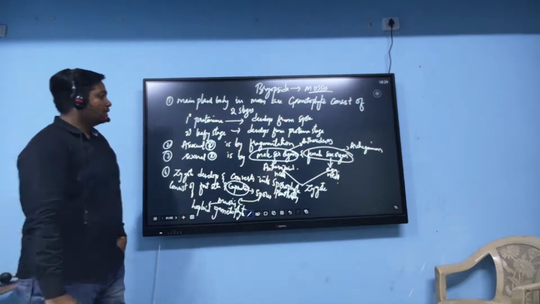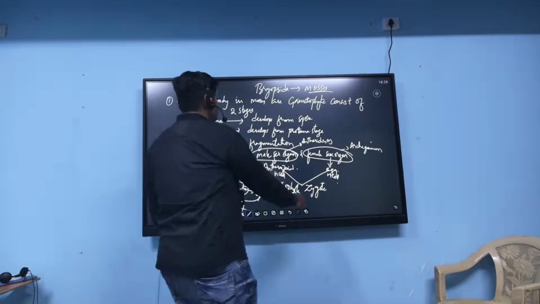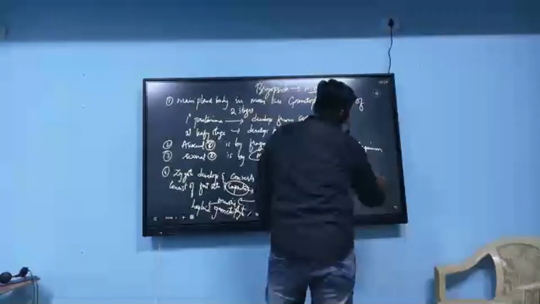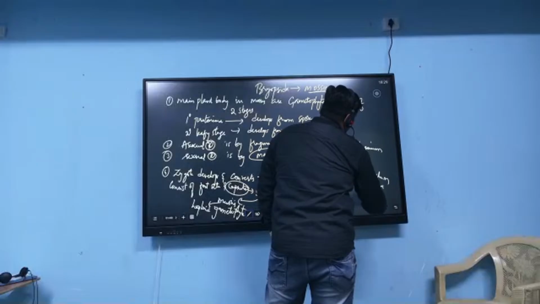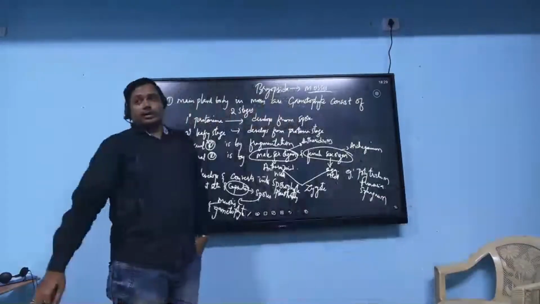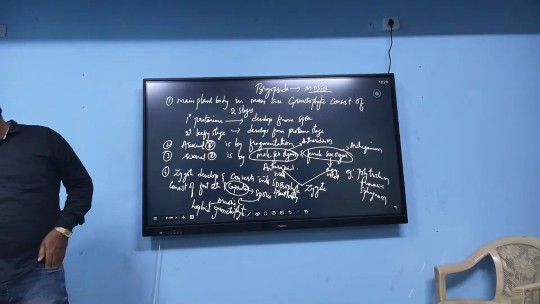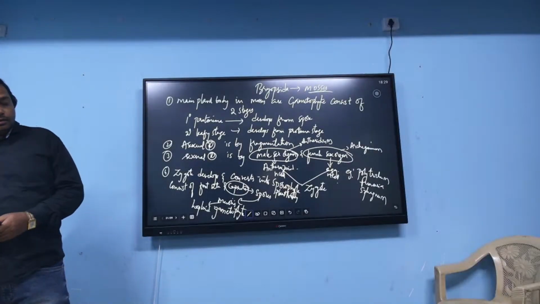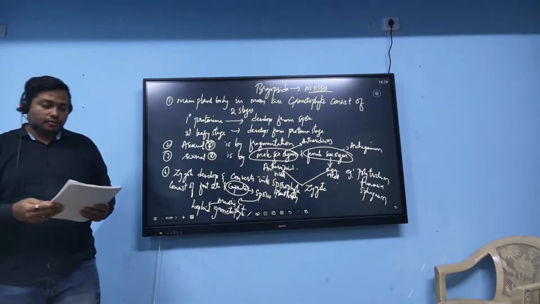Done. Examples for this: Polytrichum, Funaria, Sphagnum, etc. Done. Two types of bryophytes we have discussed.